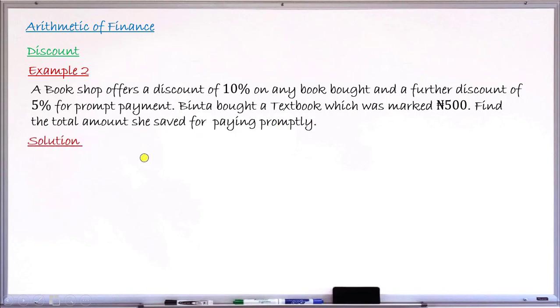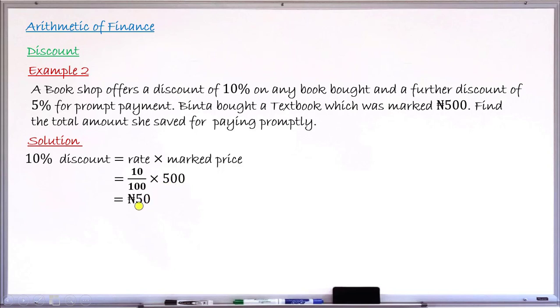So solution to that very problem, what we do first is to get the 10% discount. That is the general discount. So let me just find the amount of discount. So this is 10 over 100 times 500. This gives the amount 50 naira. So there is a 50 naira general discount on this very book that is marked 500 naira.